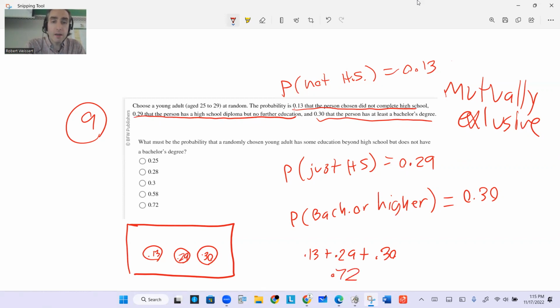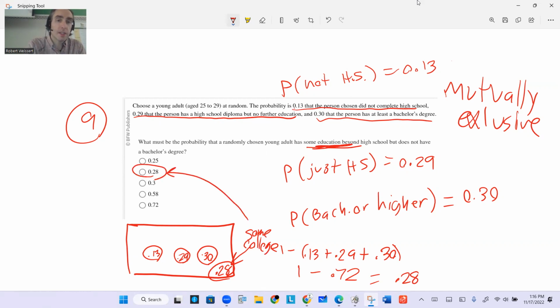So the remaining is going to be 1 minus 72%, okay? That's going to give you about, I don't know, 28% that maybe start college but don't finish it. So have some education beyond high school, but does not have a bachelor's degree. Some college, no degree, or maybe an associate's degree. That's how you want to do that problem.